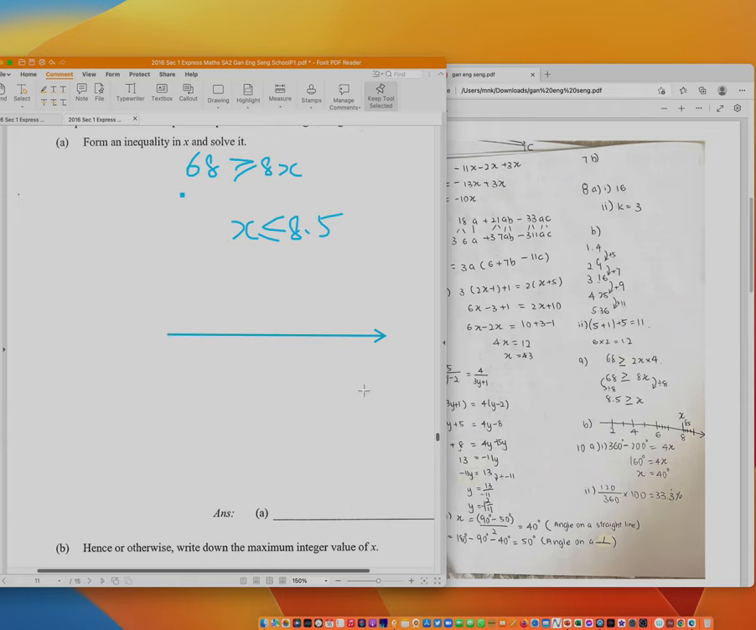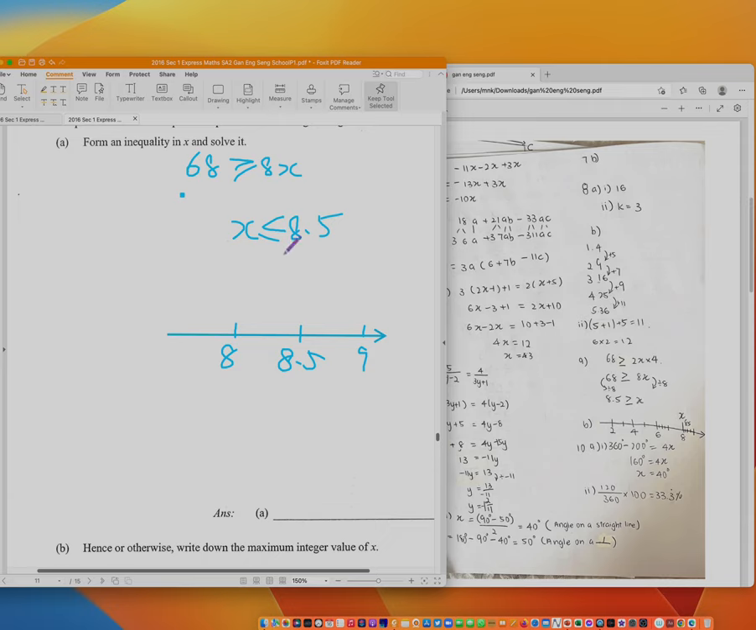Let me see. Just represent it. No need to be so detailed. I think you really need to practice this inequality a few more times. First thing first, no need to draw so detailed. Just get the 8.5 out. If you want to tell a little bit more, maybe this is the 8, then this is the 9. That's it. Good enough.